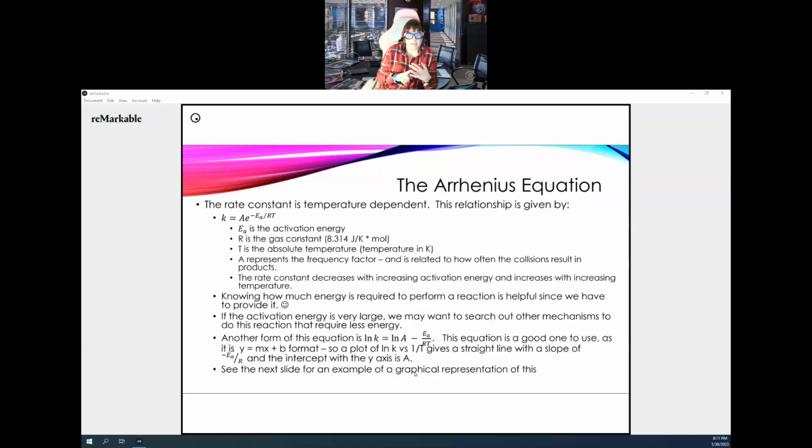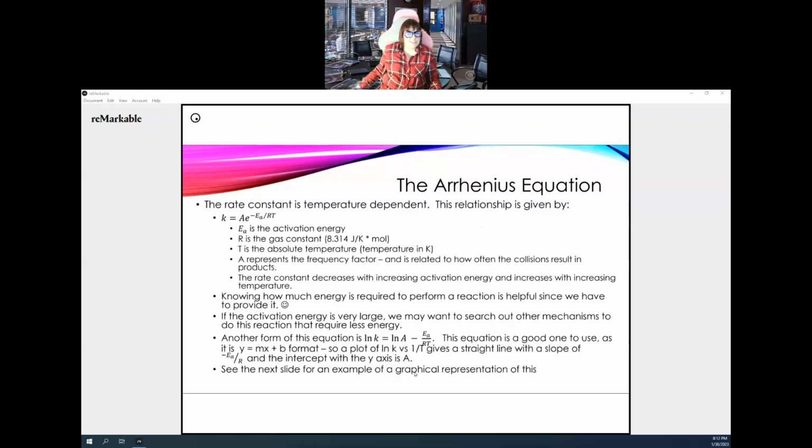R is the gas constant. In this case, we're going to be using 8.314 joules per Kelvin mole, as opposed to 0.08206 liter atmospheres per mole Kelvin. T is our absolute temperature in Kelvin. A represents a frequency factor, and it has to do with how often collisions result in products. It's different for each compound, but that's okay. It's just a frequency factor. And the rate constant decreases with increasing activation energy and increases with increasing temperature.